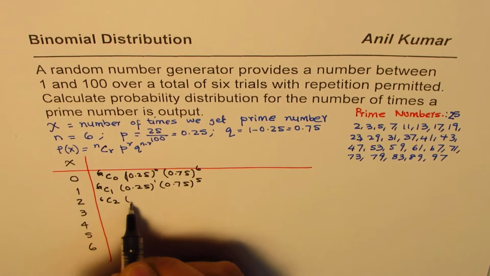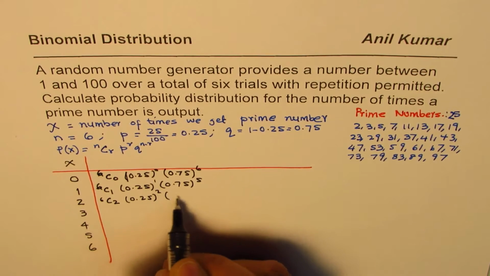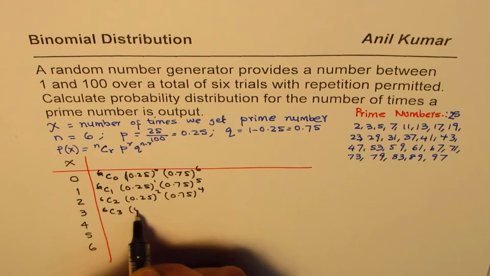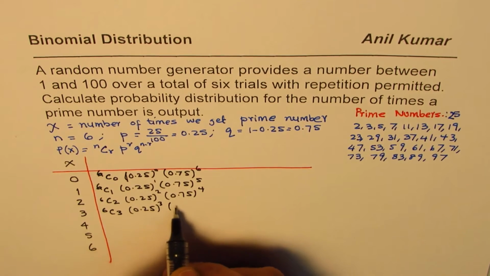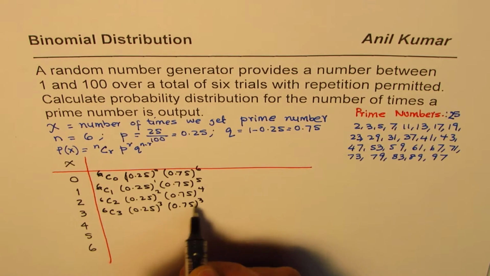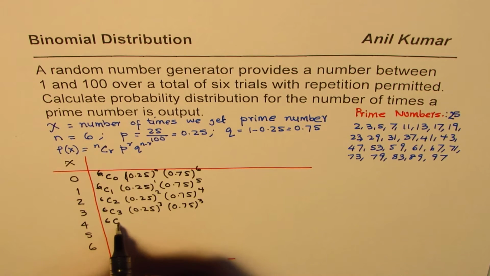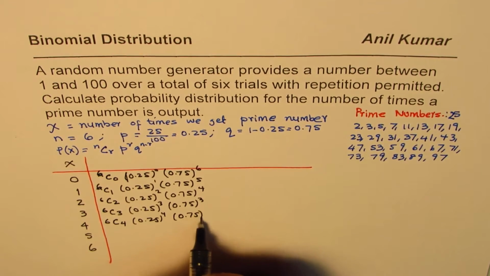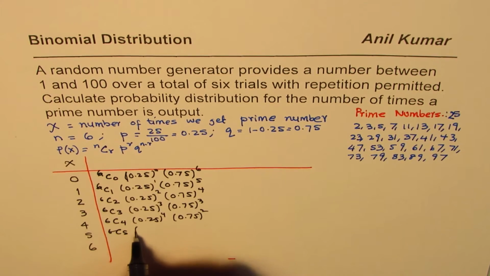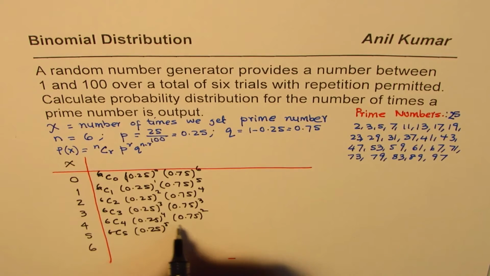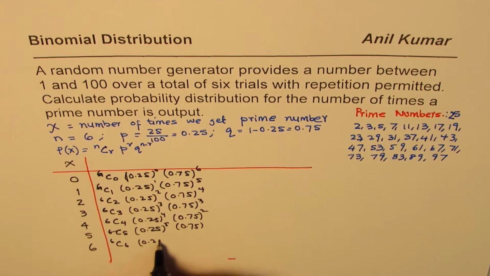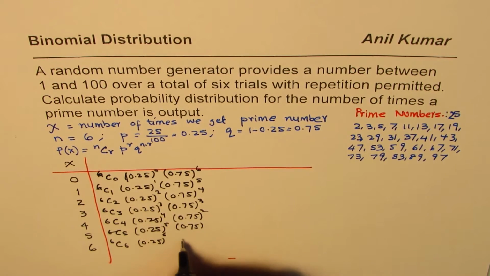So now let's complete this table. 6C2, 0.25 square, 0.75 to the power of 4, 6C3, 0.25 cube, and then 0.75 cube. The sum is always 6. Then 6C4, 0.25 to the power of 4, 0.75 square, 6C5, 0.25 to the power of 5, 0.75, and 6C6, 0.25 to the power of 6, and 0.75 to the power of 0, right?